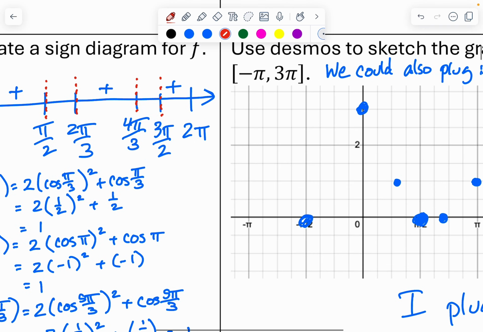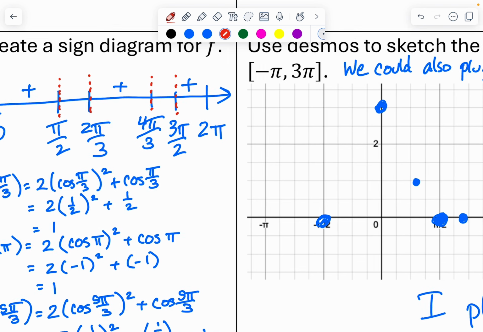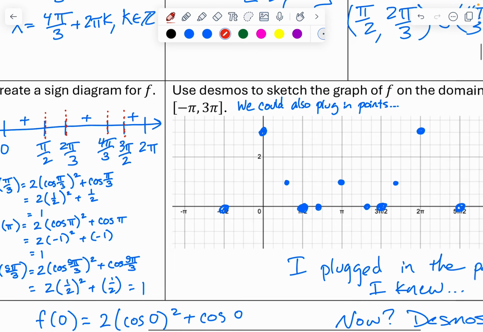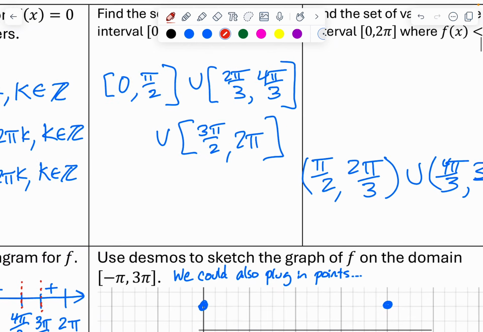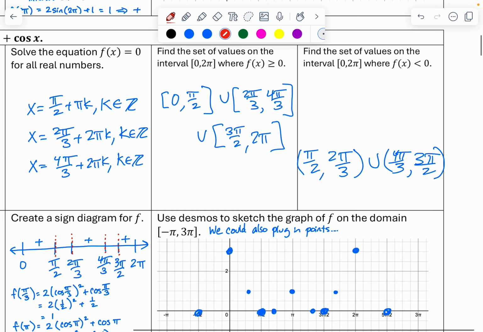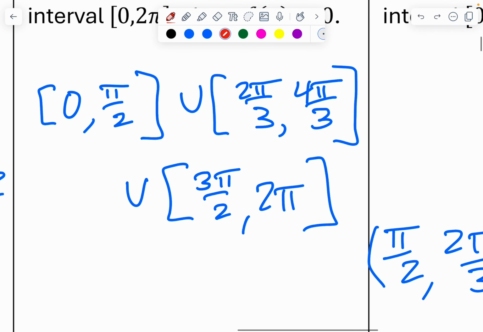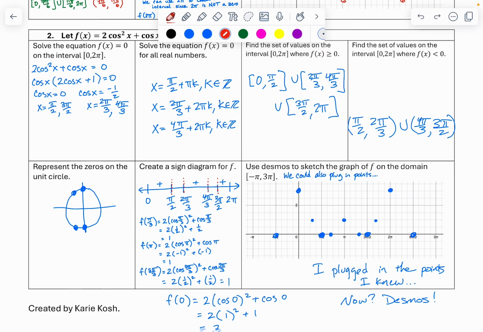It was a little trickier. There's not a good value to plug in between pi over 2 and 2 pi over 3, but we can kind of assume, and we see in that graph that it goes negative. Okay, so then when was it positive? And since this is equal, then we can use hard brackets. Where was it positive? It was positive between 0 and pi over 2, between 2 pi over 3 and 4 pi over 3, between 3 pi over 2 and 2 pi, which we saw from our sign diagram.